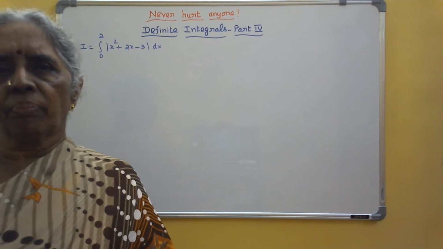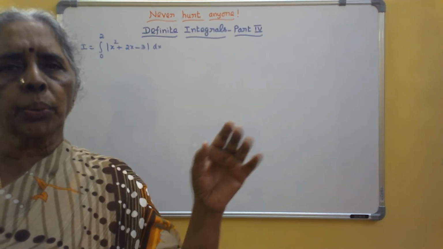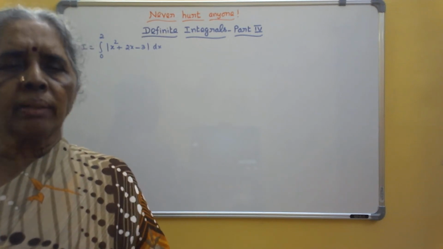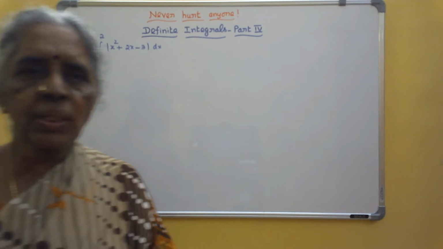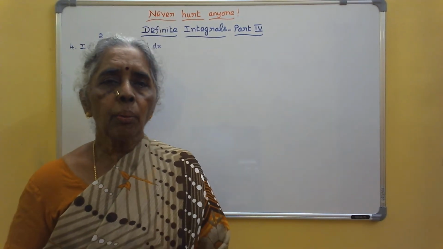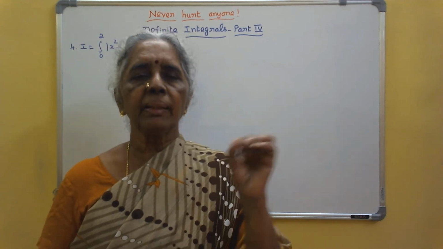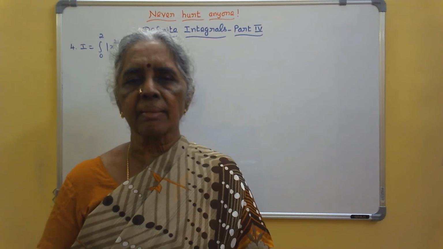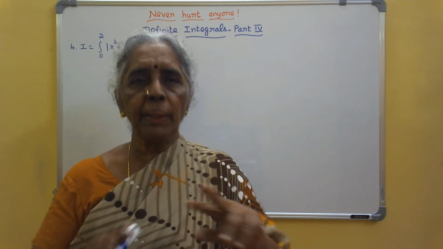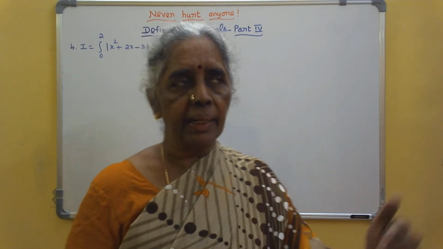Now see the fourth sum. I is equal to integral 0 to 2 modulus x squared plus 2x minus 3 dx. What difference you see in this sum? Here you have a quadratic which can be factorized within the mod. In the previous sum you had just plus minus linear functions. Now you are having a quadratic, that means it is a product of 2 linear functions. Okay, so that will be the next model.